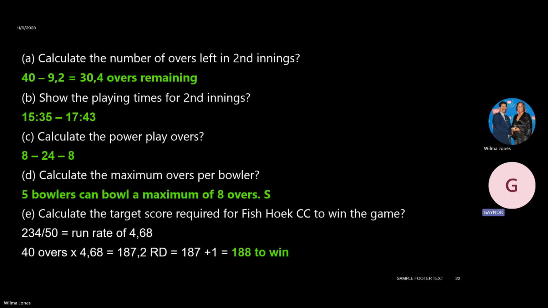Sorry, okay, let me do that again. 188. Subtract 53 runs. That would give me 135 runs to win. Right, so they have 30.4 overs left to score the 135 runs needed to win the game.